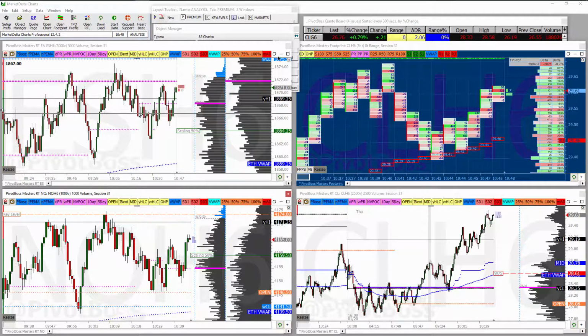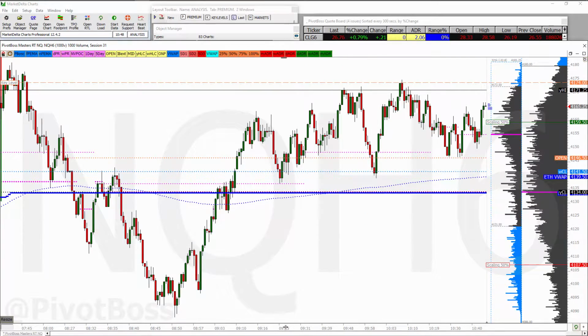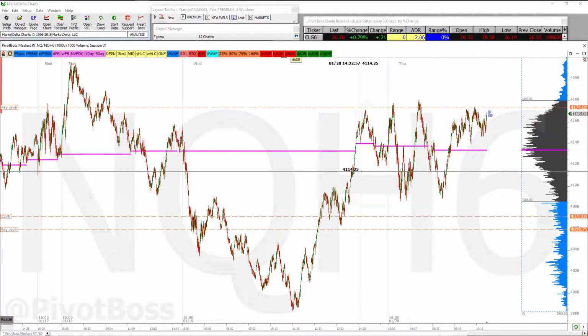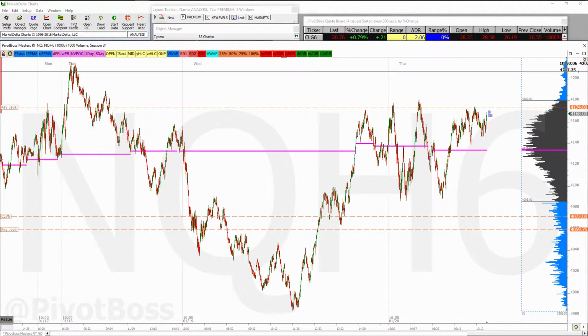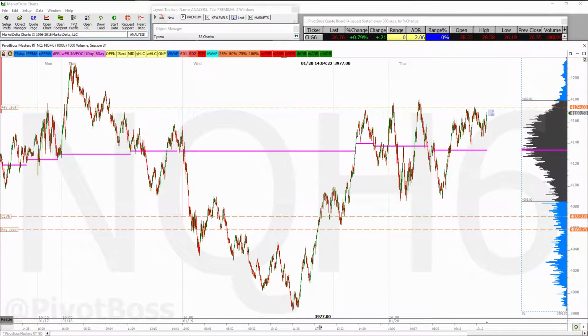All right, so let's drop down into these charts here. Number one, let's just bring up a basic chart here. Let's just go with the NQ. Okay, so now we're down to a basic volume profile here. We have these key levels, okay?